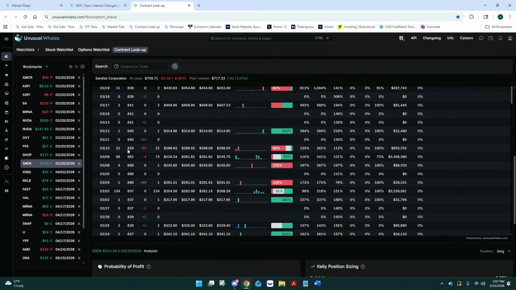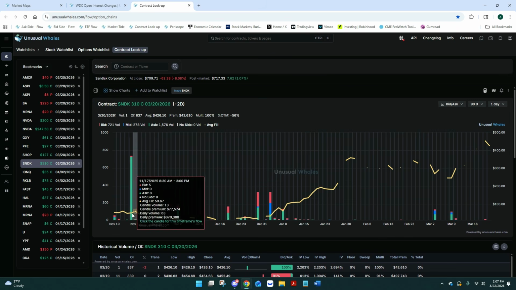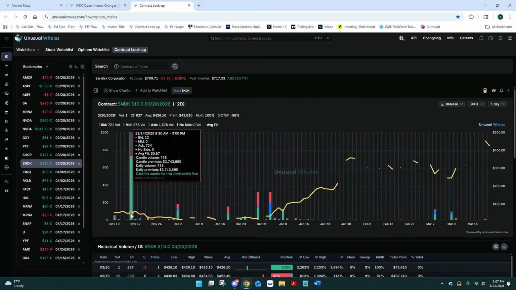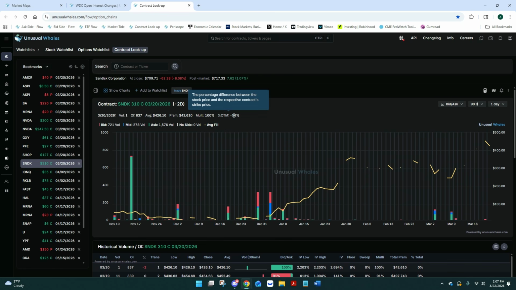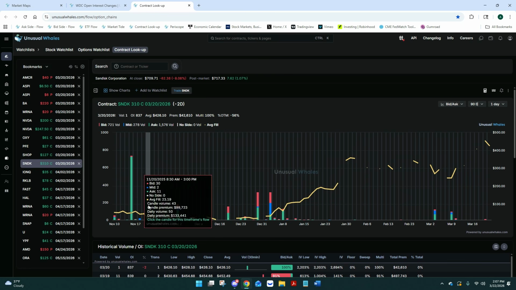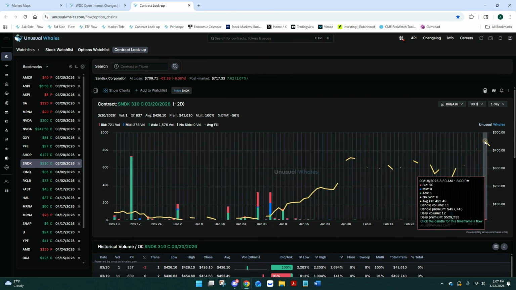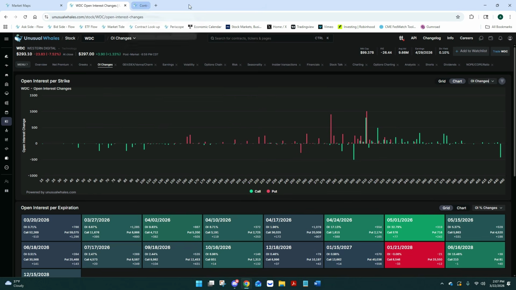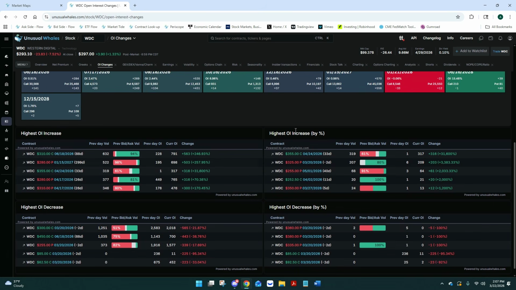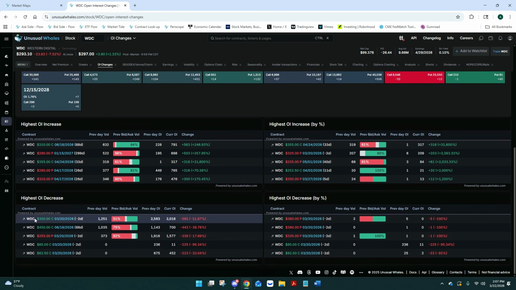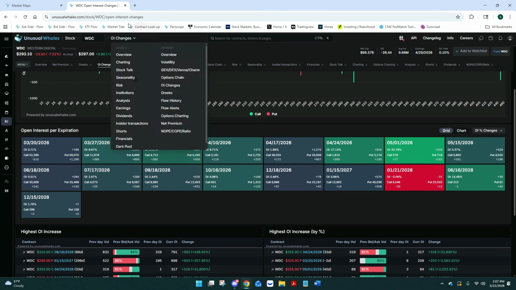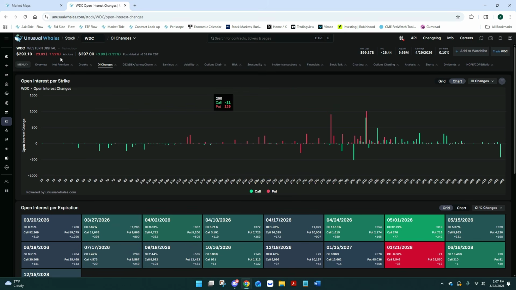Now this I wouldn't be chasing, obviously. This whale, if they're in and still truly bullish, and this is very deep in the money too, so I will avoid anything super deep in the money, but you can see how you can come back and visually track that. So that was looking at SNDK there, and you can also see that highest open interest decrease there.